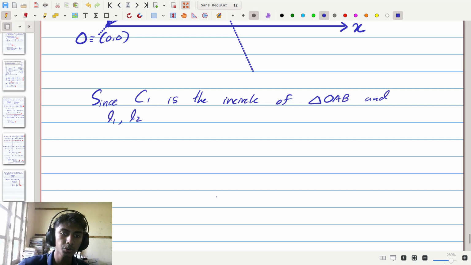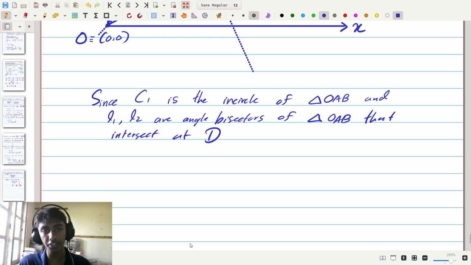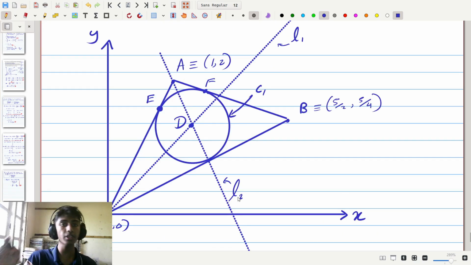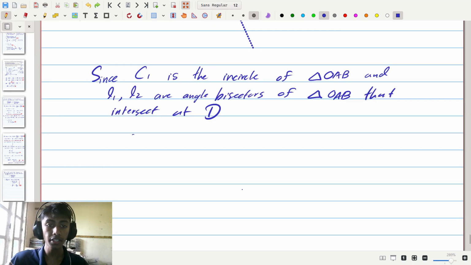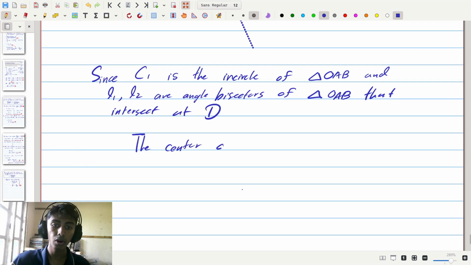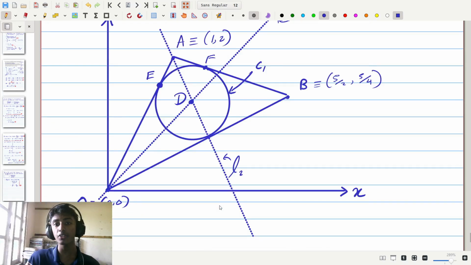and L1 and L2 are angle bisectors of that same triangle, triangle OAB, that intersect at D. With all of this information, we know that the center of the circle C1 is actually exactly the point D. So we can write down here that the center of C1 is D, which if you recall was given by 5 divided by 4, 5 divided by 4 in the question. So now we know exactly where the center of the circle C1 is.